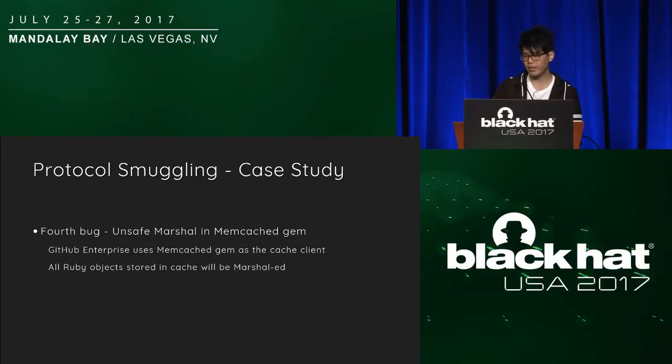However, the next problem is, what protocol should I choose to smuggle? I spent lots of time finding out what vulnerabilities can be triggered if I can control the Redis or Memcached. While reviewing the source, I was curious about why GitHub can store Ruby objects in Memcached. After some digging, I found GitHub used the Rails gem to store the cache, and the cache was wrapped by Marshal. It is good news. Everyone knows Marshal is dangerous.